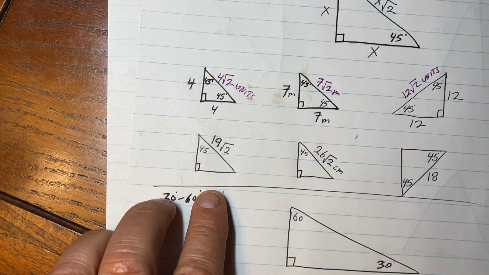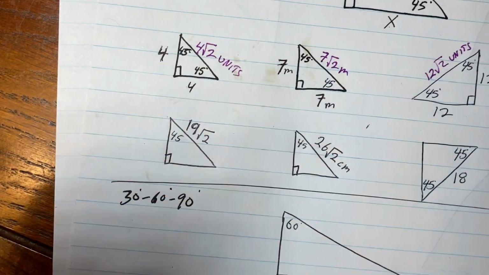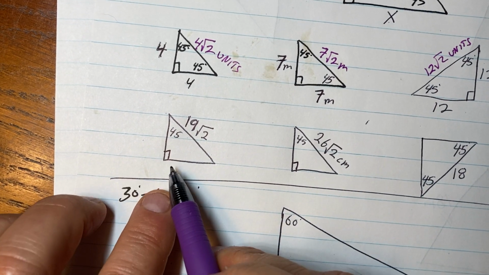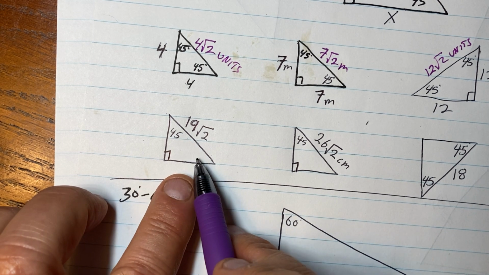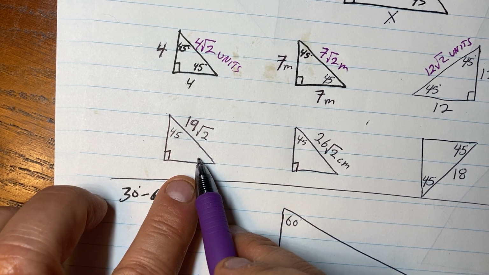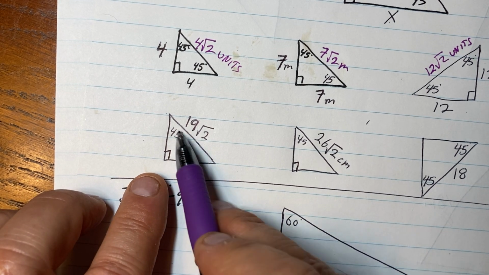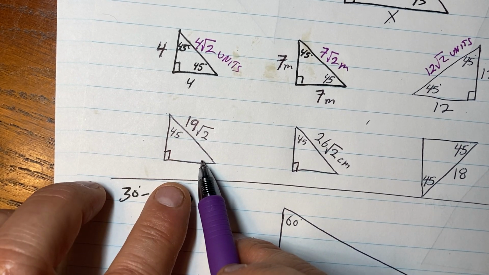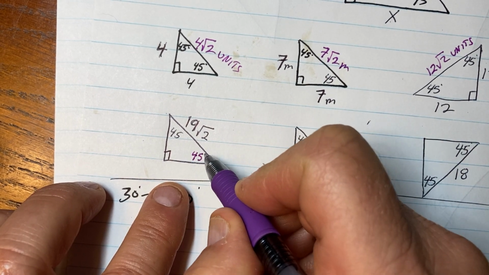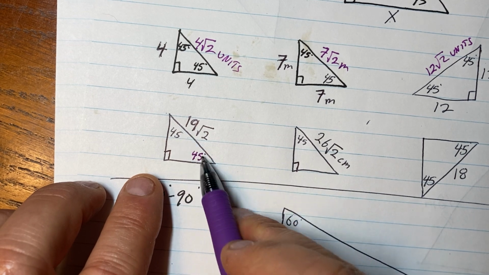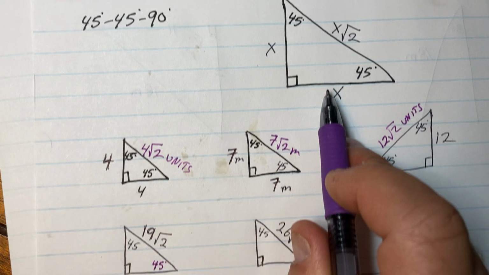How about this one? This is a 45, 90, 45. Wait a minute. They don't give us the third angle, but we know the triangle sum conjecture. In a triangle, these three angles have to add up to 180. So 180 minus 45 minus 90 is 45. Now we know it's a 45, 45, 90. Now we can apply that information.